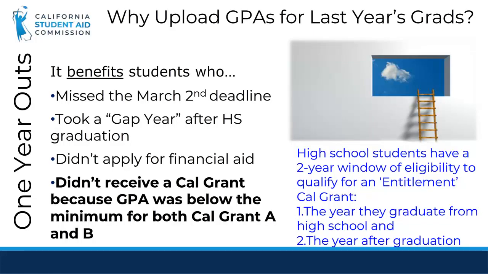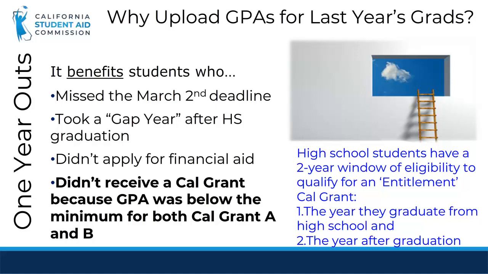Most of your past year graduates don't realize that they need a GPA uploaded the year after they graduate from high school if they didn't get a Cal Grant the year they graduated. Uploading GPAs for your 1-year out students is important because oftentimes including their senior grades will put a student over the 2.0 or 3.0 GPA minimums for a Cal Grant award.